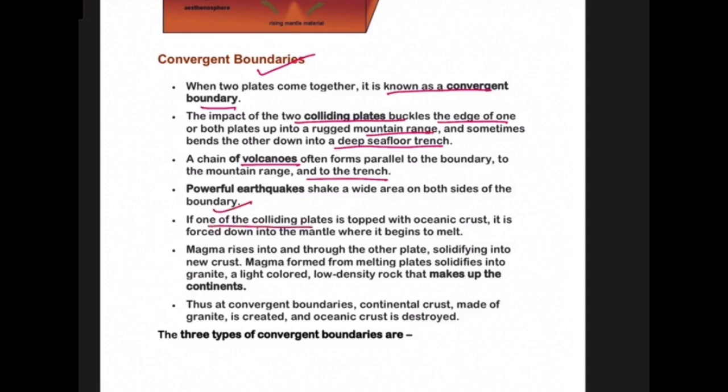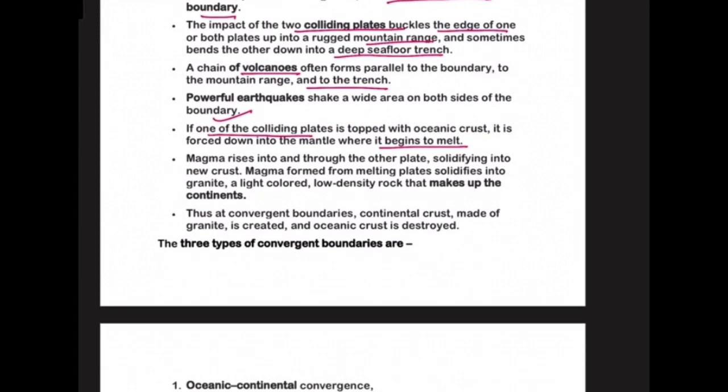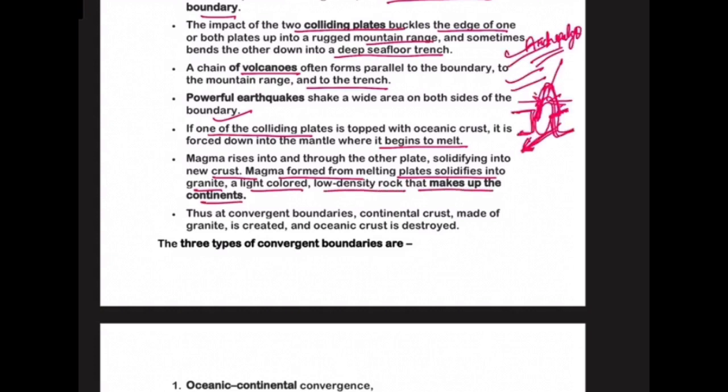If one of the colliding plates is topped with oceanic crust, it falls down into the mantle where it begins to melt. Magma rises into and through the other plate, solidifying into a new crust. Magma formed from melting plates solidifies into granite, a light colored, low density rock that makes up the continent. Thus, at the convergent boundary, continental crust made of granite is created and oceanic crust is destroyed.